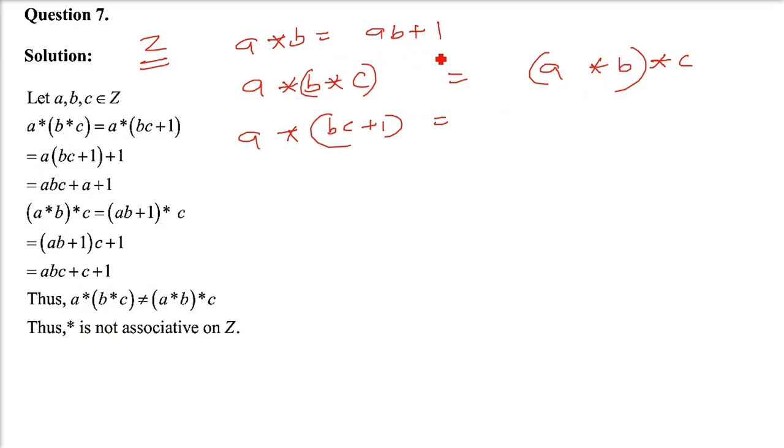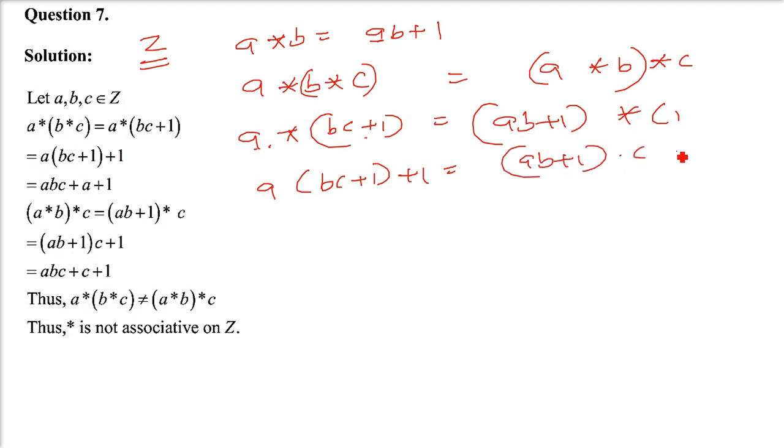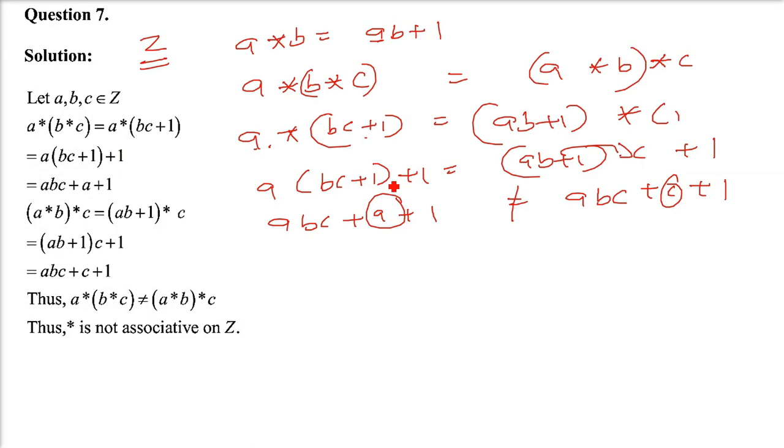Here we have the same thing, AB plus 1, and then star C. Now we take A as A and B as BC plus 1, so A into BC plus 1, and then plus 1. On the other side, first AB plus 1, then C, so multiply them, AB plus 1 into C, plus 1. So what do you get here? ABC plus A plus 1, and here ABC plus C plus 1. Now A and C are different, others are same, so star is not associative on Z. If you see the earlier question 4, the 10th part was exactly the same.